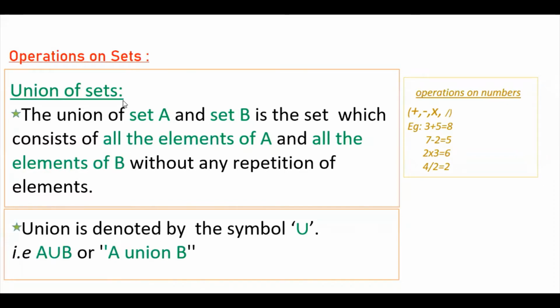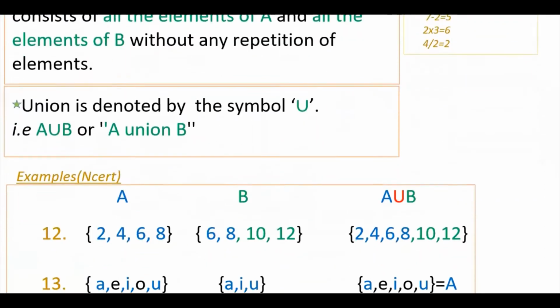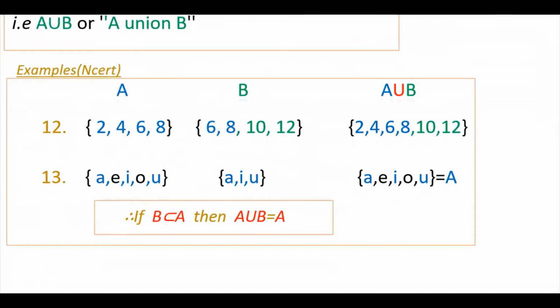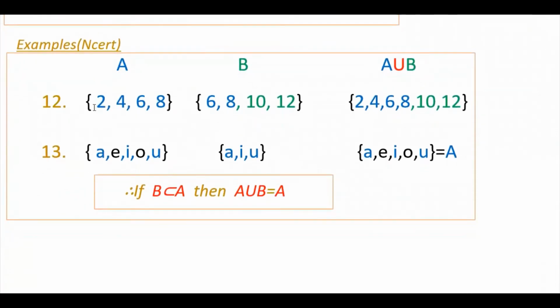A union of sets means if you take two sets and write all the elements of those two sets in one set, that is the union of those two sets. This is denoted by this symbol, and you can write it as A union B. The definition is: the union of set A and set B is a set which consists of all the elements of A and all the elements of B without any repetition of elements. So union of sets is also a set. If you see the examples, you will understand easily. These are the examples from NCERT, 12th example.